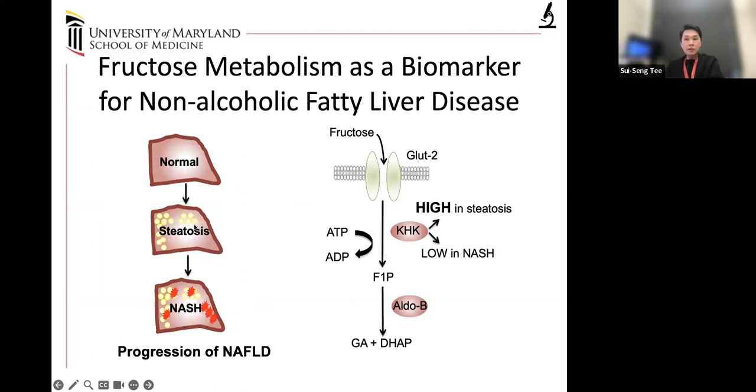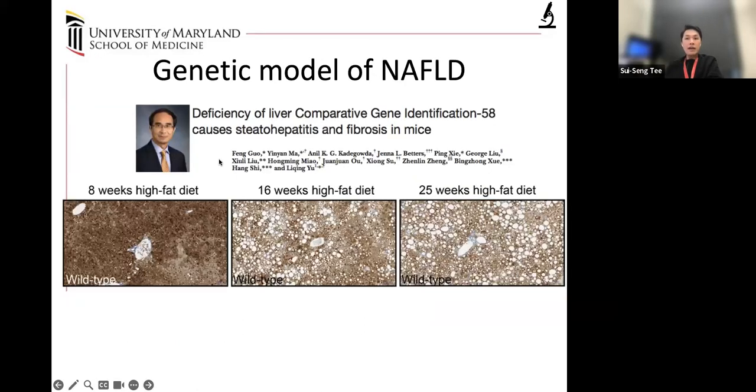So here we predict that when the normal liver is exposed to diets high in fat and high in fructose, and it progresses to inflammation, NASH, non-alcoholic steatohepatitis, KHK expression is downregulated. So here was the main hypothesis that I was working with: when the liver gets injured, it shuts down fructose metabolism. To answer this question, I collaborated with an expert in NASH, Dr. Yu here, who uses a genetic model.